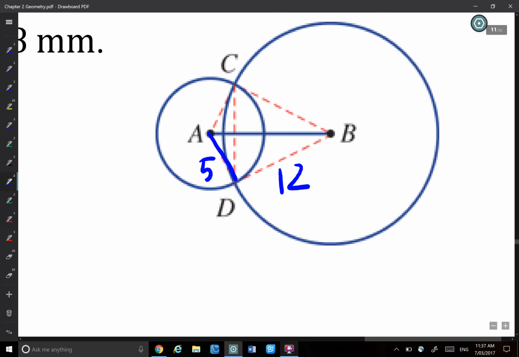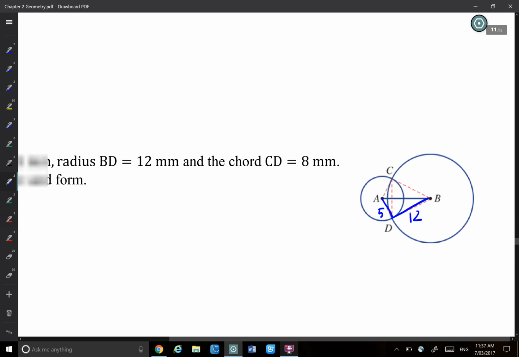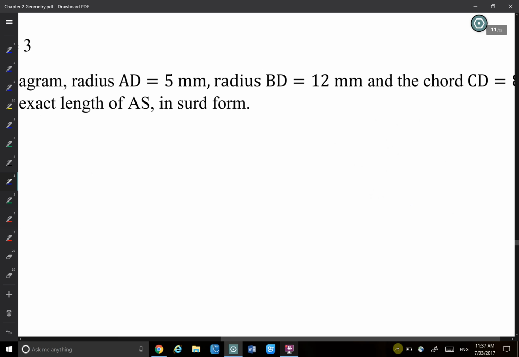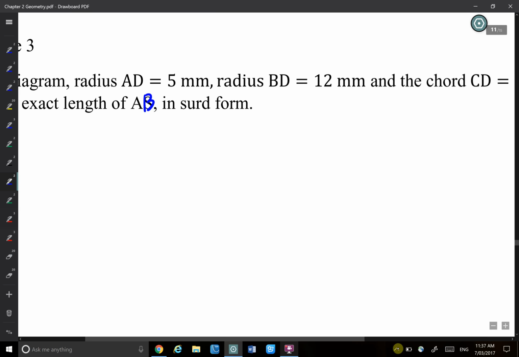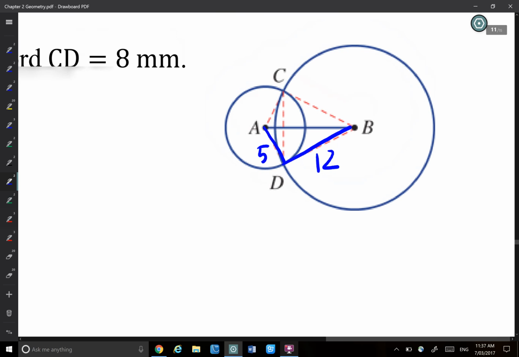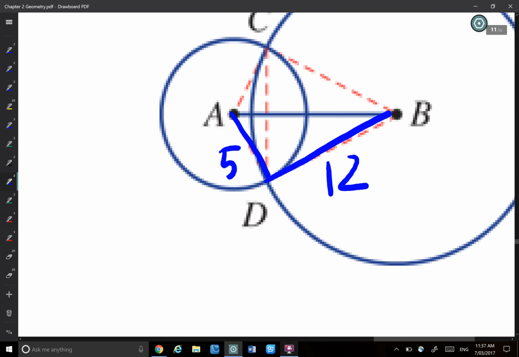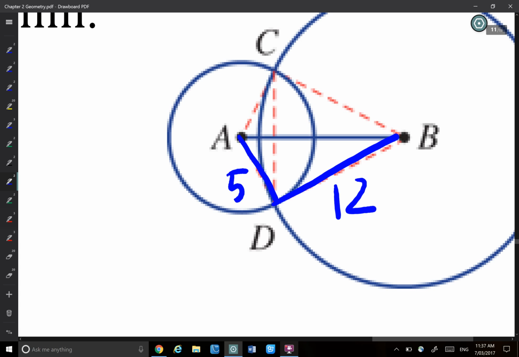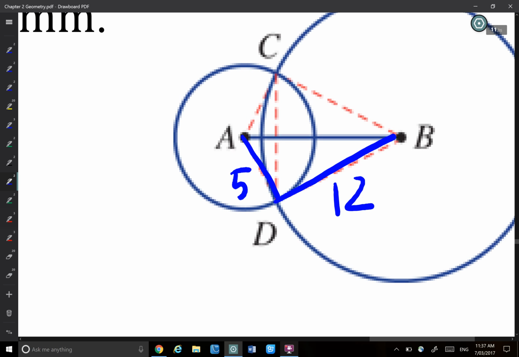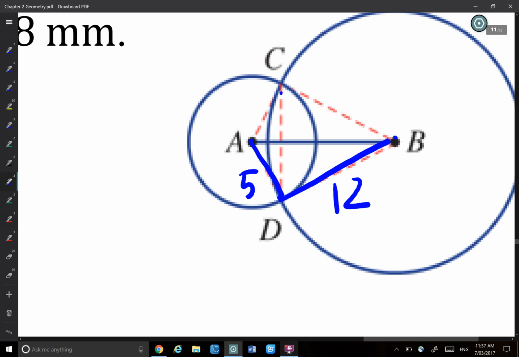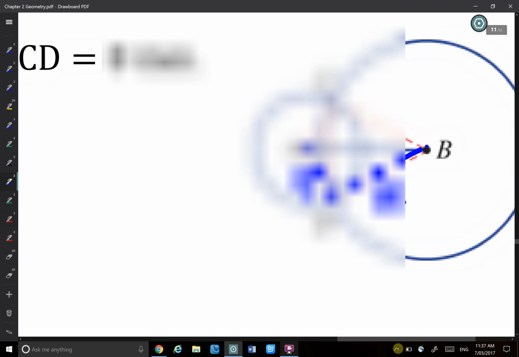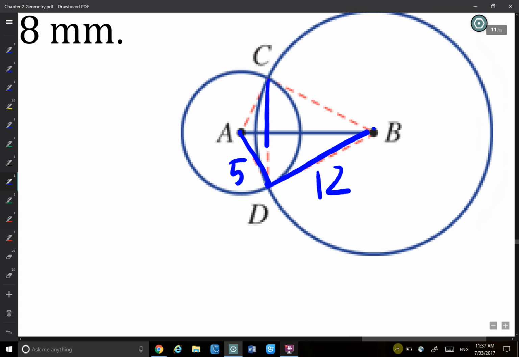Let's think about it first. We have AD is 5 and DB is 12, and I'm looking for AB. That's not S, I'm looking for AB. So if I'm looking for the length of AB, first of all, what's the relationship between AB and CD? CD is 8, that's another piece of information.